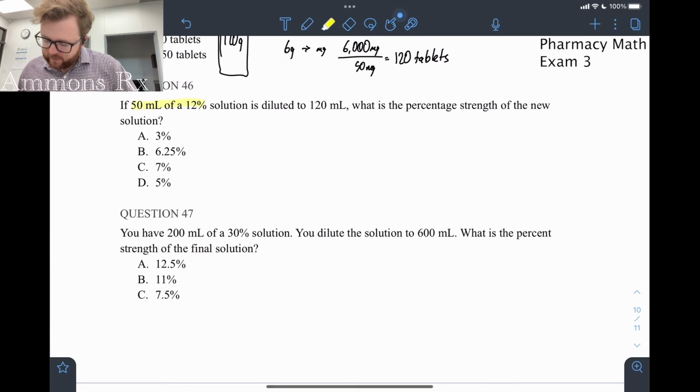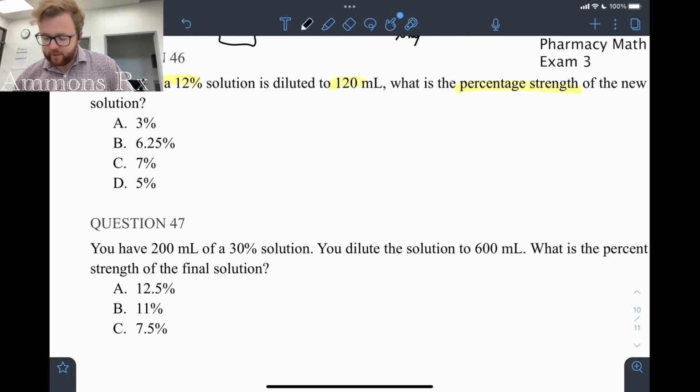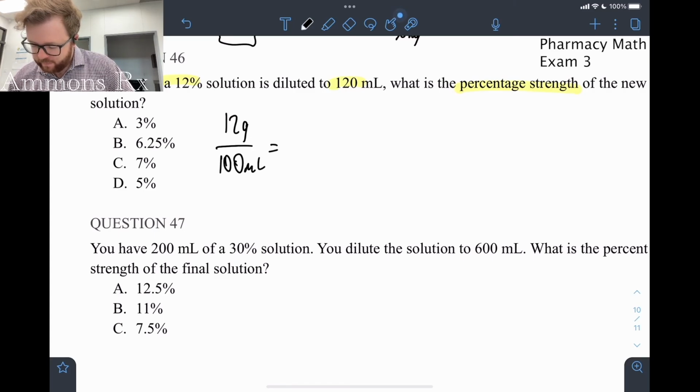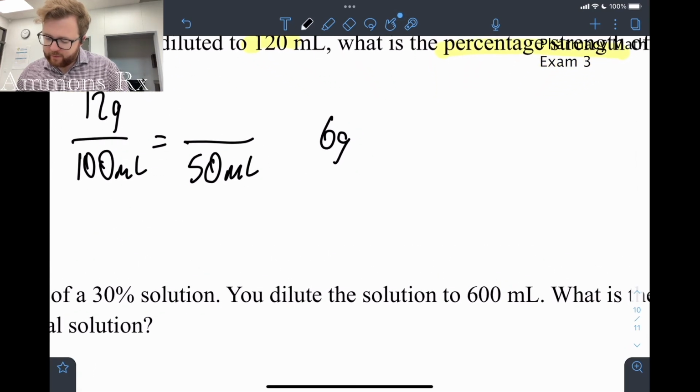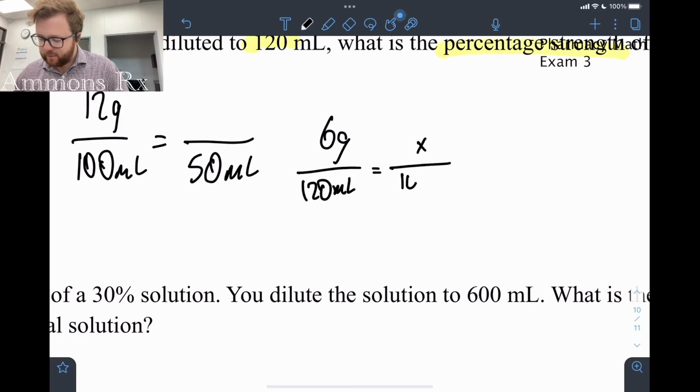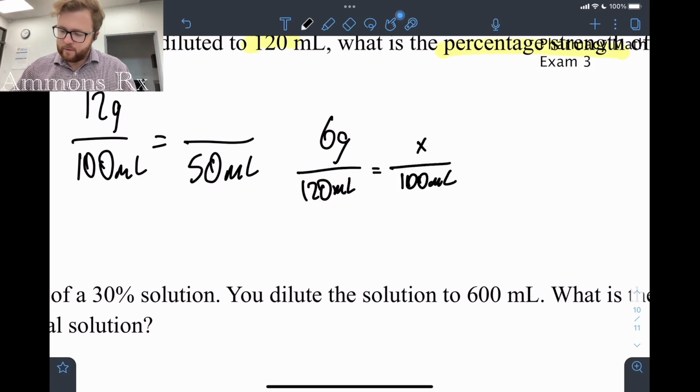If 50 mils of a 12% solution is diluted to 120 mils, what is the percentage strength of the new solution? Once again, we need to ask ourselves how much drug we have. We have a 12%, which is 12 grams over 100 mils. We have 50 mils of it, which is half, so I have 6 grams. It's going to be diluted to 120 mils, so that's our new volume. What is the percent strength? 6 times 100 divided by 120 is going to be 5%.